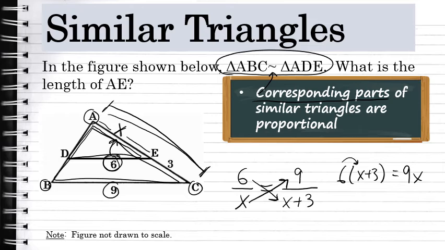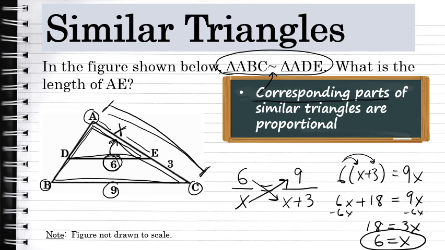Solving for X, I'll distribute the 6 first, which yields 6X plus 18. I'll subtract 6X from both sides of this equation to find that 18 is equal to 3X. And then finally, by dividing both sides of the equation by 3, I find that X equals 6. In this figure, the length of segment AE, which I've labeled side X, is equal to exactly 6.